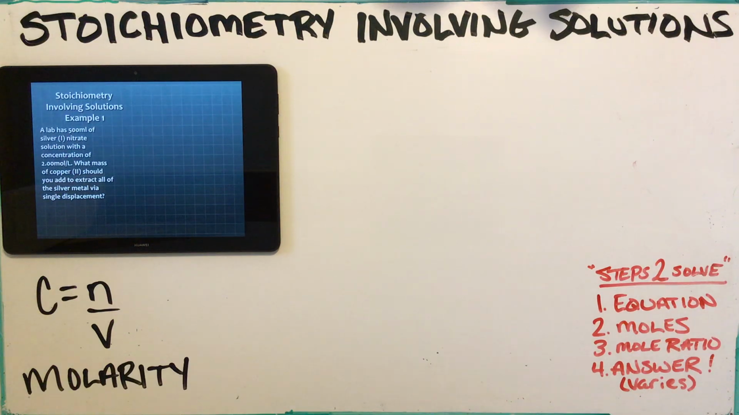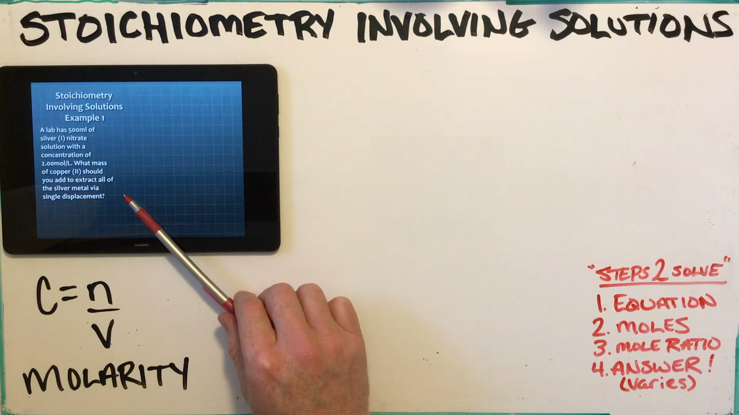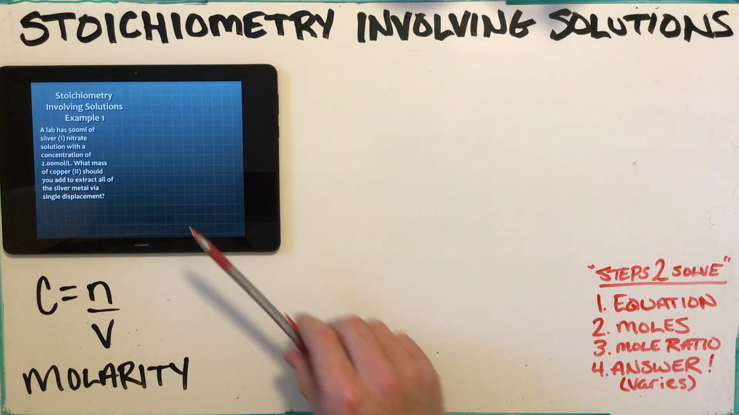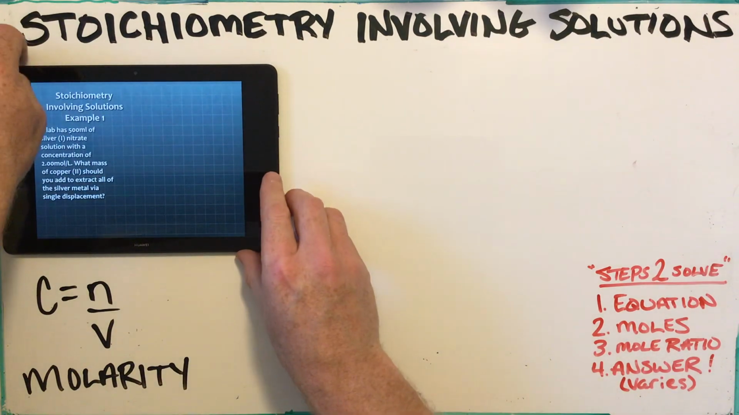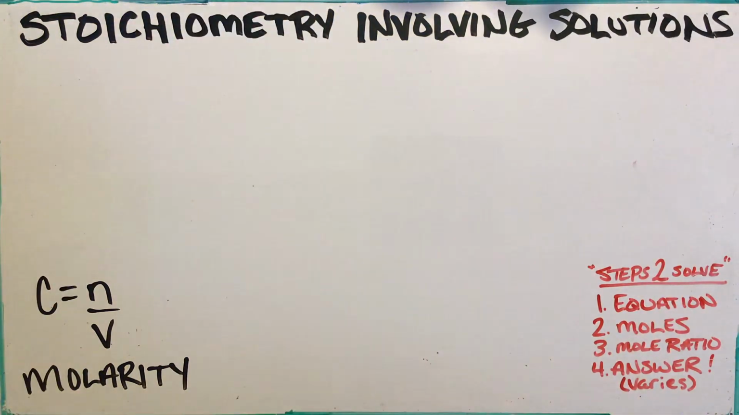So, our first example: a lab has 500 mL of silver(I) nitrate solution with a concentration of 2 moles per liter. What mass of copper(II) should you add to extract all of the silver metal via a single displacement? All right. Again, have this note ahead of time because I'm going to move this and it'll be easier for you to keep track. So let's move this out of the way. We'll put that there. And let's do this first problem. Let's do it in, we'll use pink and green.